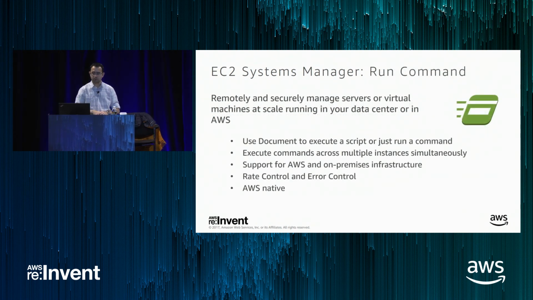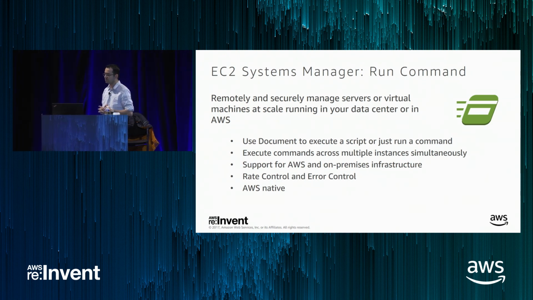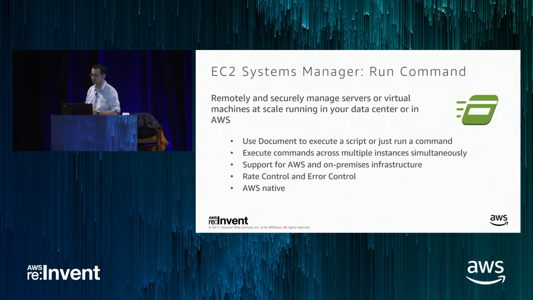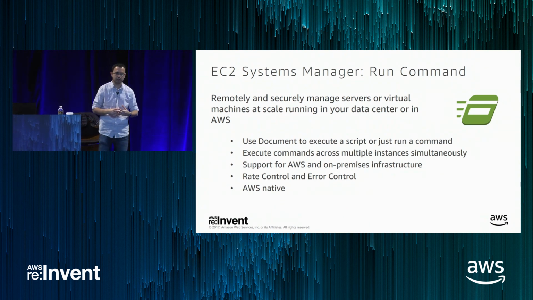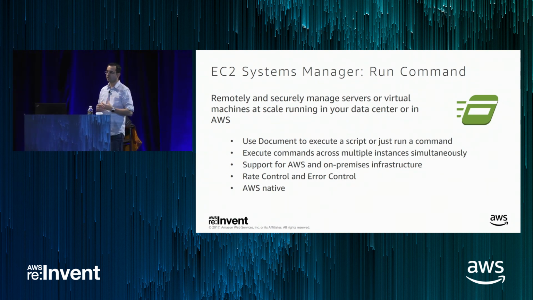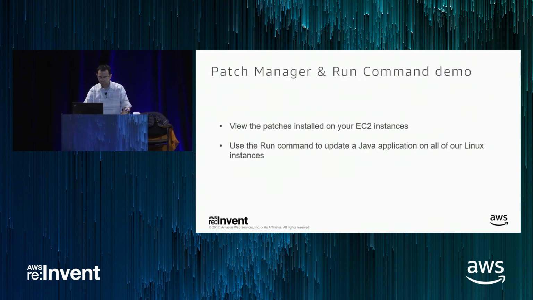Run Command is a tool that lets you run commands or scripts remotely on your EC2 instances or your on-premise virtual servers. You basically use a document to execute that script across virtual machines, and that script gets executed simultaneously, thereby eliminating the need to SSH into each machine. So in this demo, let's view the patches installed on my EC2 instance, and I'll use Run Command to update a Java application on my Linux instance.